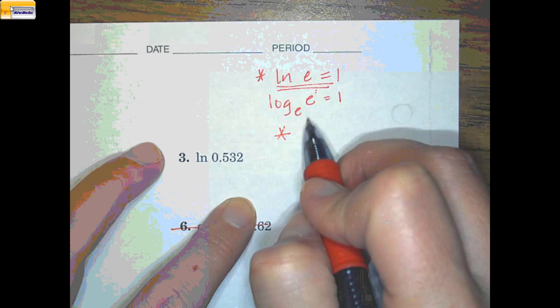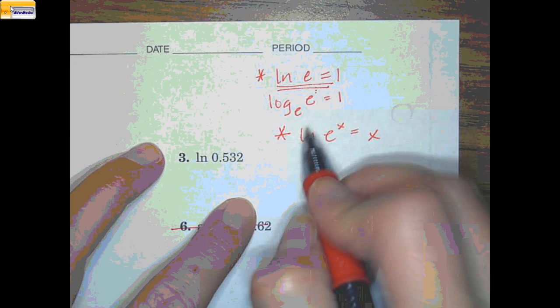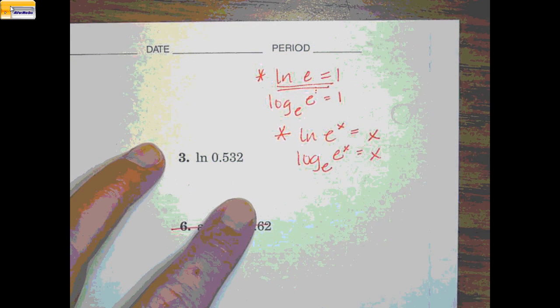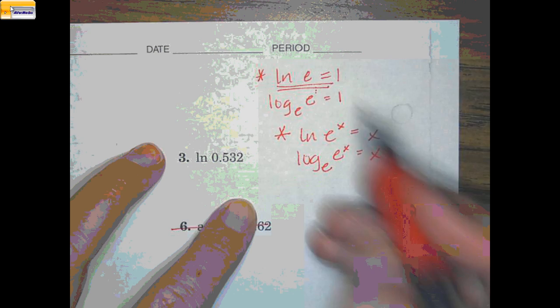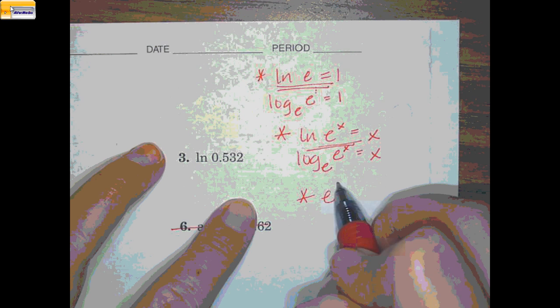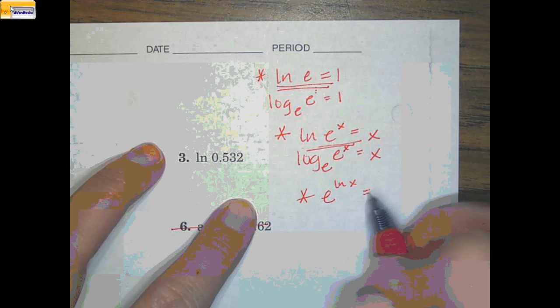So you need to know this little guy here. Also handy, if you've got natural log of e to the x, it's just going to equal x for the same reasons. Because natural log is log base e. When the base of the exponent and the base of the log match, then it's just the exponent. So be ready for when you see that on your assignment. One last one. If you have e raised to the natural log of x, the answer is x.